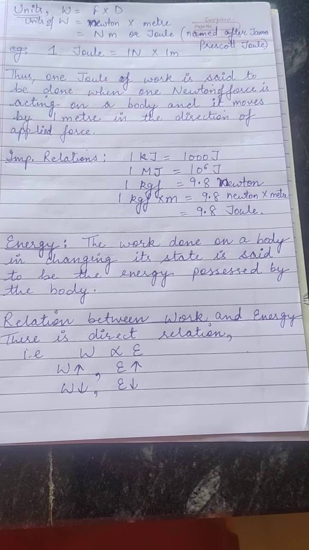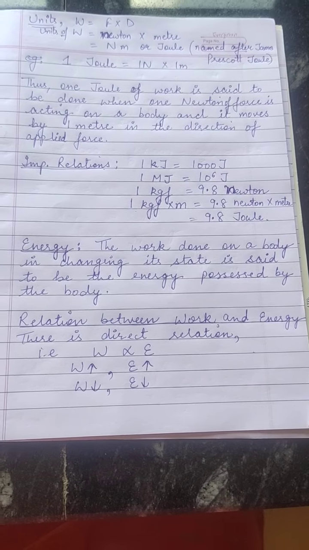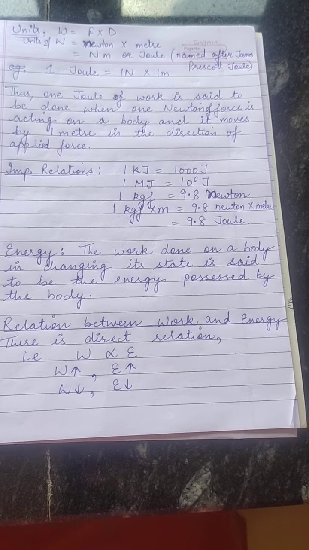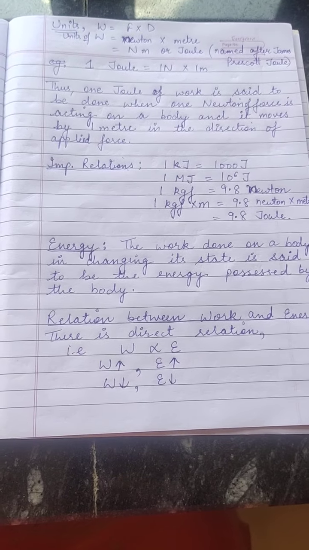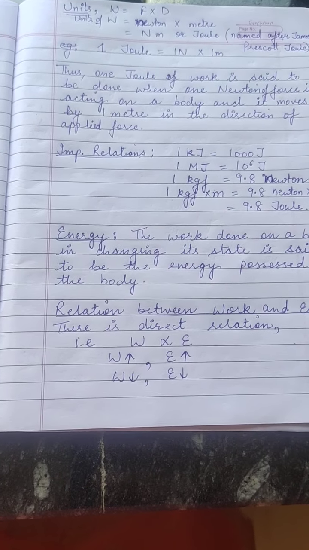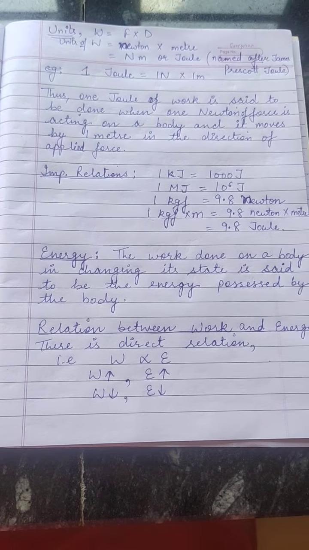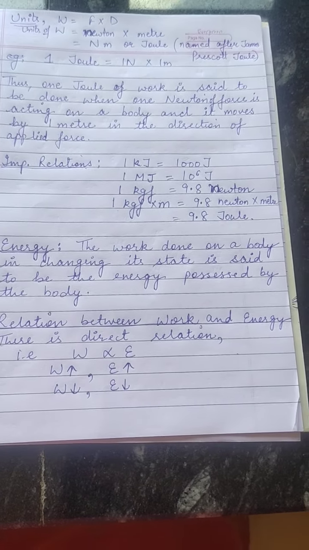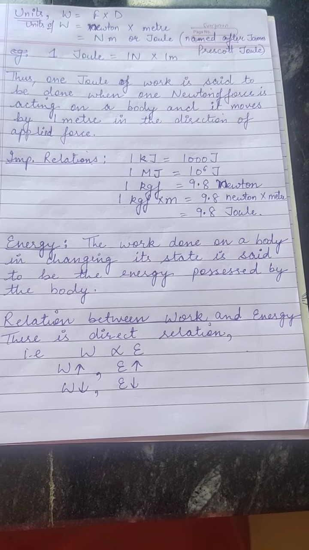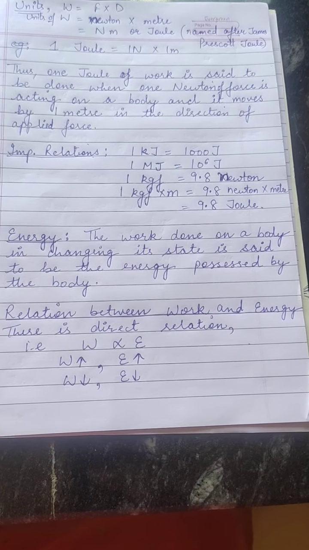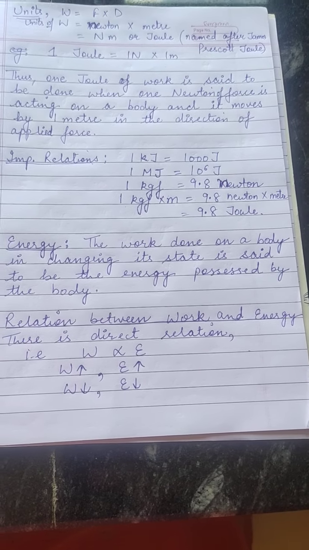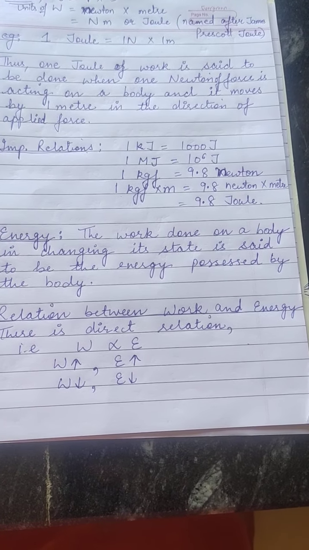So, how can we define energy? The work done on a body in changing its state is said to be the energy possessed by that body. And the unit of energy is the same as the unit of work. So, how can we define 1 joule of energy? A body is said to possess an energy of 1 joule if it can do 1 joule of work or if 1 joule of work is done on it.